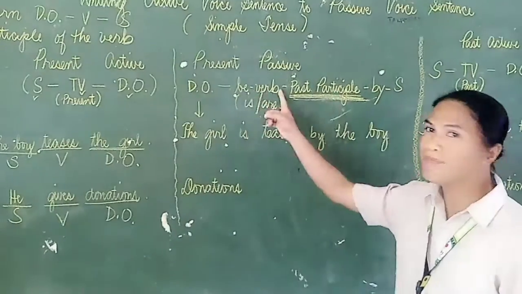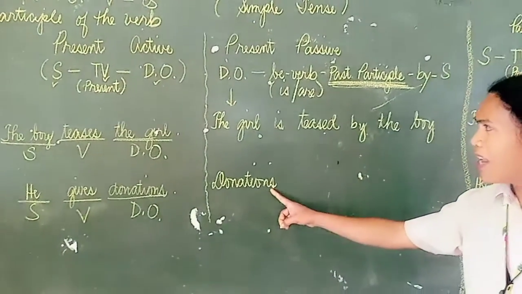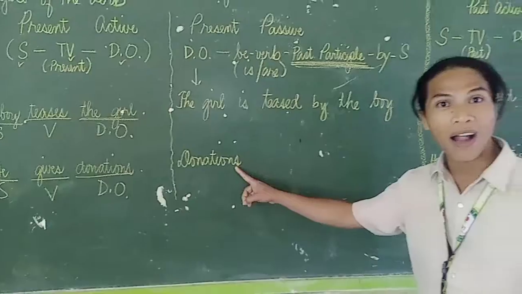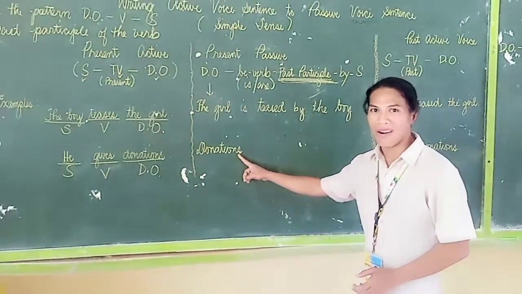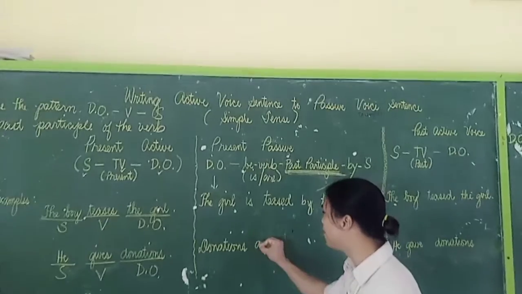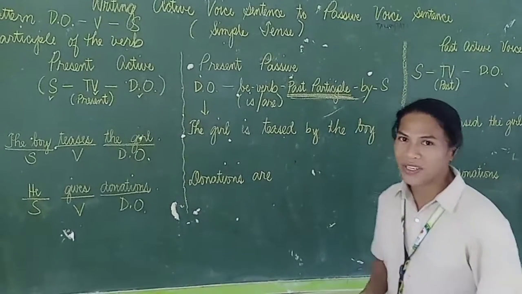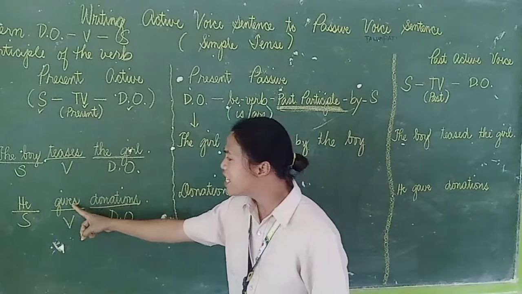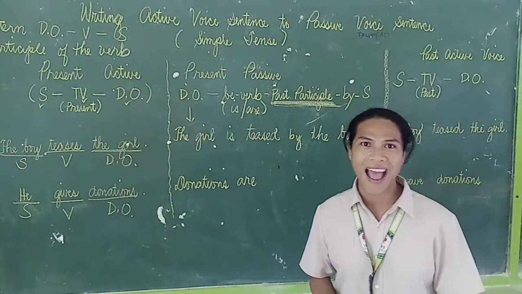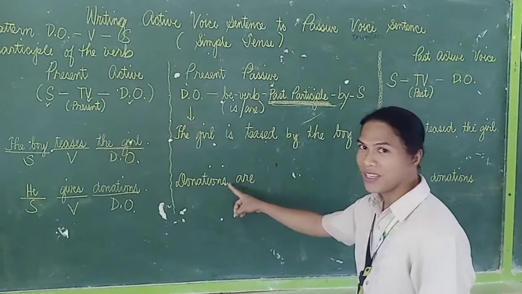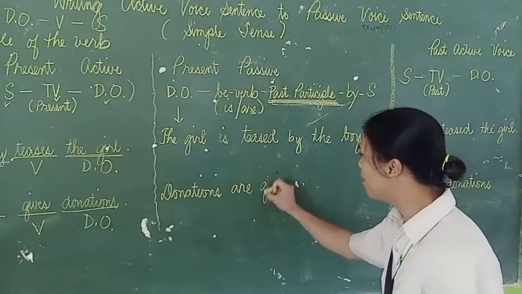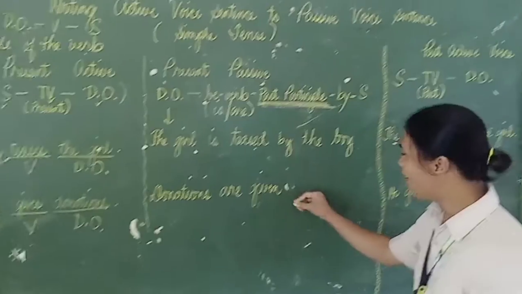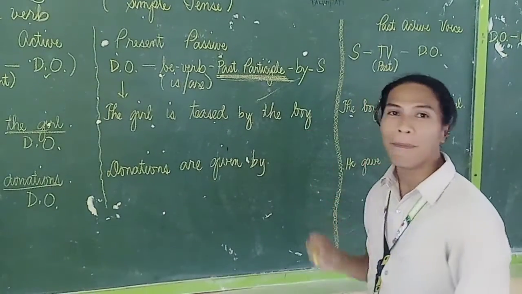Okay, followed by the be verb. So, this time our direct object, donations, is plural. Is or are? Okay, this time we have are. Donations are. What about the past participle of gives? So we have donations are past participle. We have given. And then, substitute by.